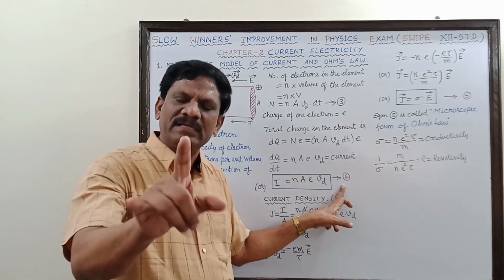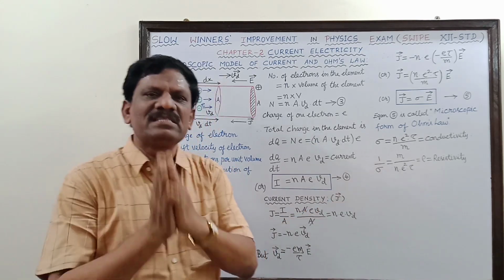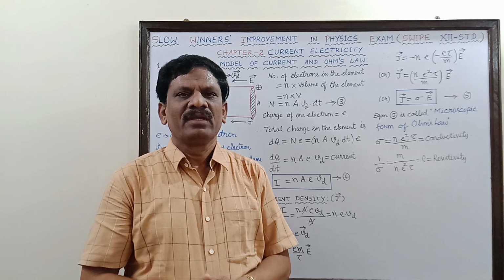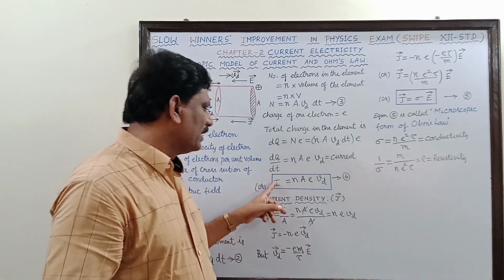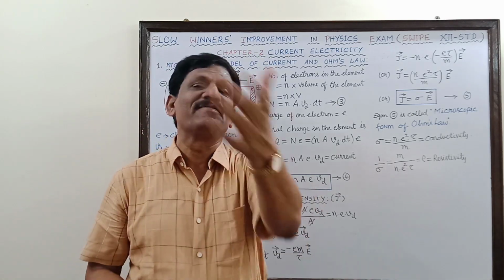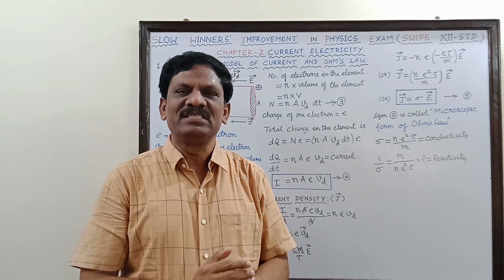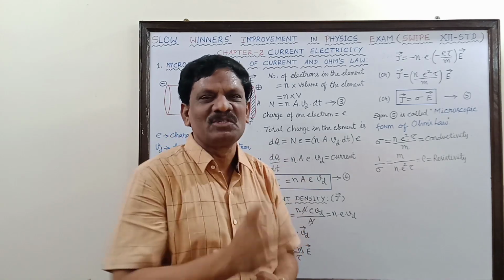Equation number 4. Have you understood up to this? This is the first part of the derivation. We have derived the relationship between current and drift velocity. This itself will be asked as what? A 3-mark question in the exam. I hope you must have understood well.